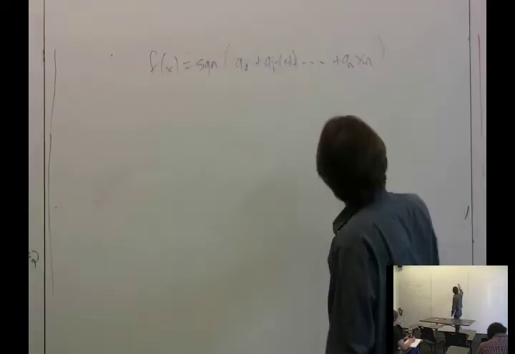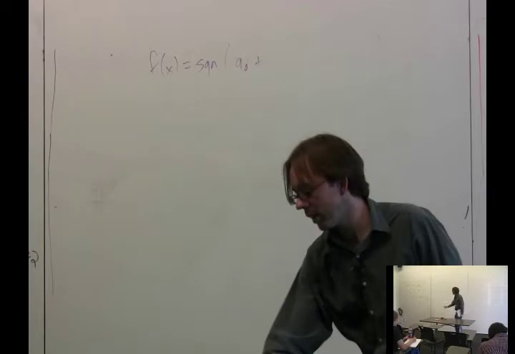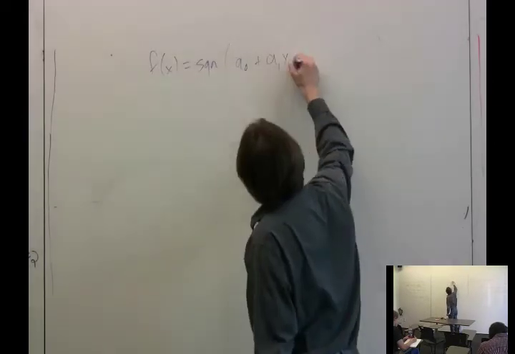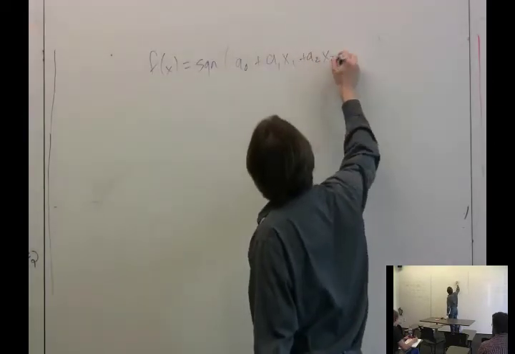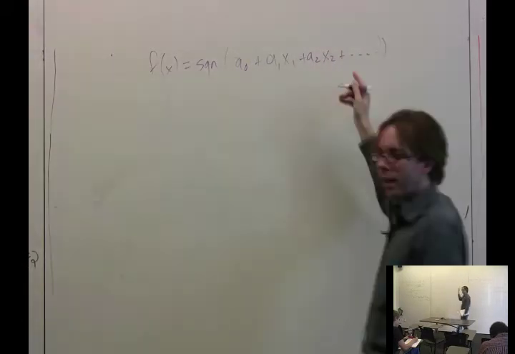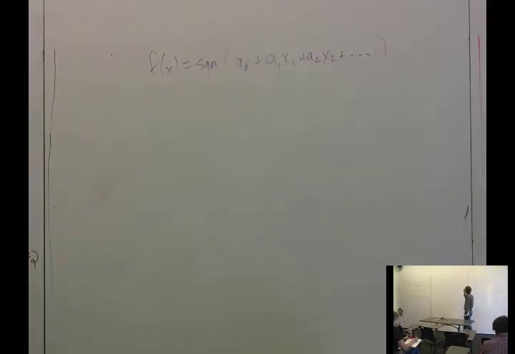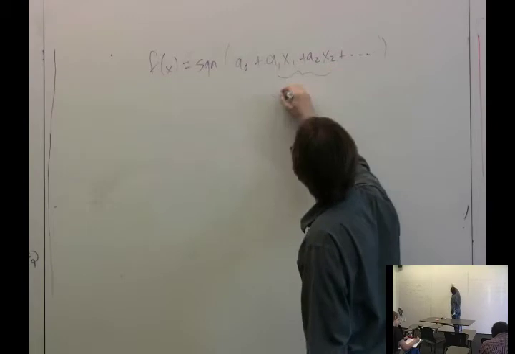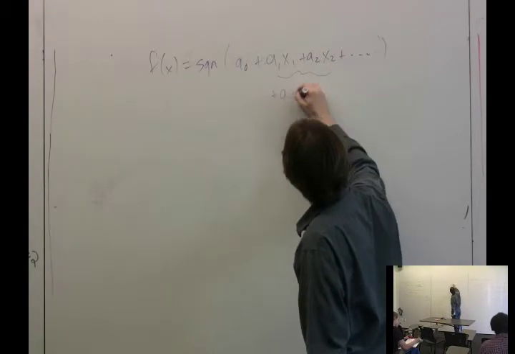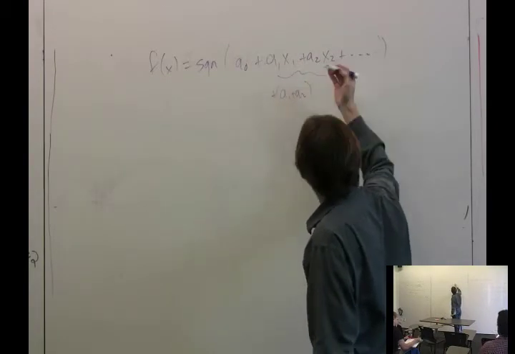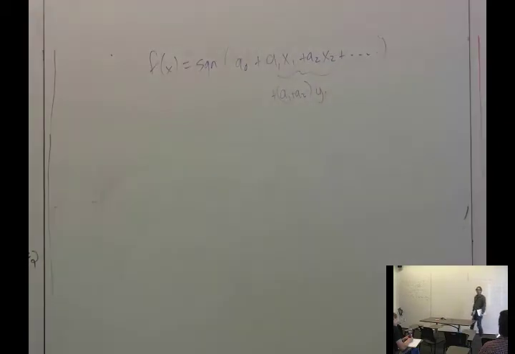And identifying variables is also easy to see. Let's say you identify x1 and x2. You just call them the same variable. Then that's just like getting plus a1 plus a2 times y, if you set them both to y. So that'll give you an LTF on one fewer variable.